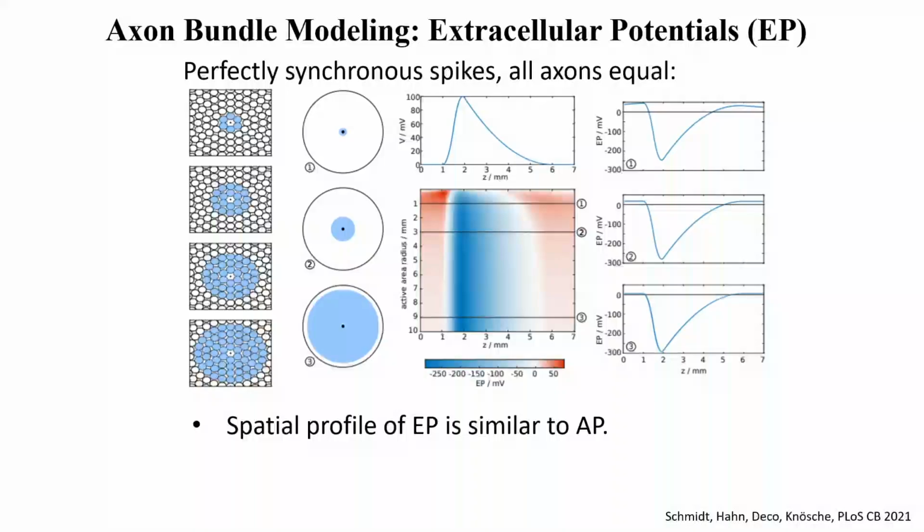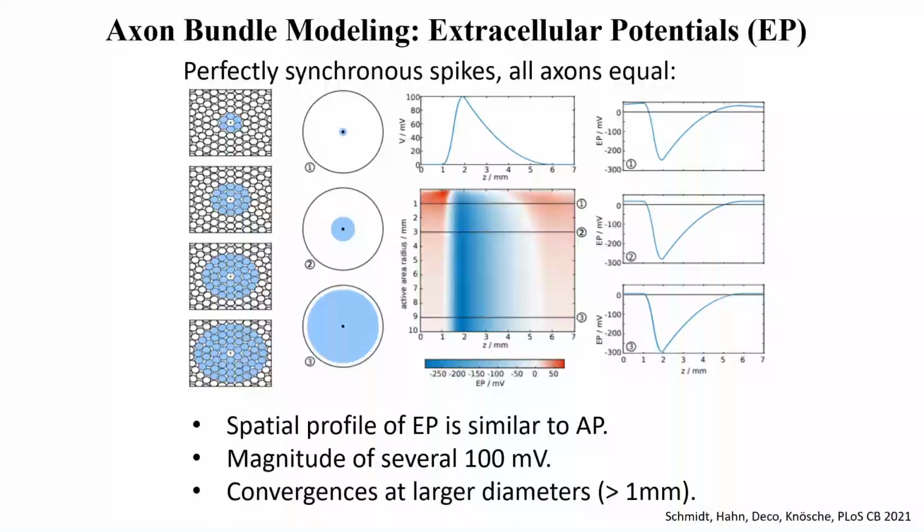So it has a spatial profile similar to an action potential, and the magnitude will amount to several hundred millivolts, which is, of course, way enough to influence other axons. And this effect is already present if we have quite small bundles.